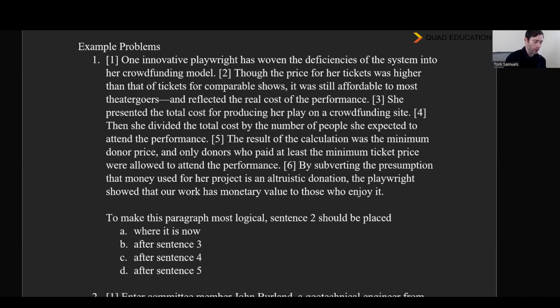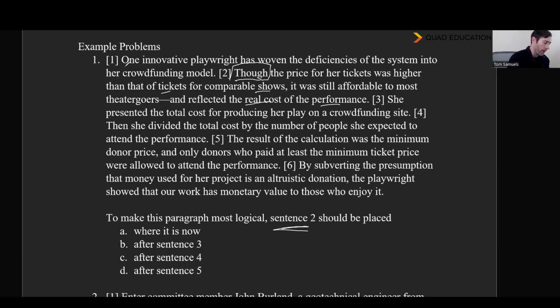So we're moving around sentence 2. We'll look at the sentence that we're moving around. "Though the price for our tickets was higher than that of other tickets of comparable shows, it was still affordable to most theater goers and reflected the real cost of the performance." So we have this word "though," which I think is going to be a pretty good time marker because "though" is indicating a contrast from the previous sentence.